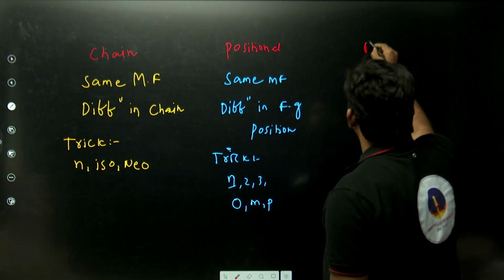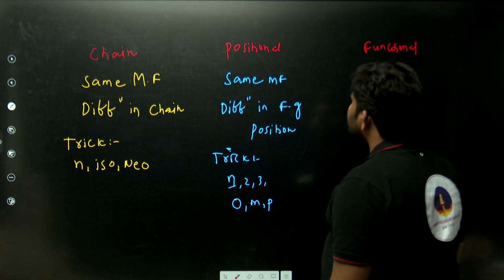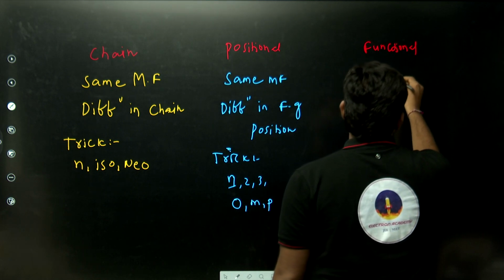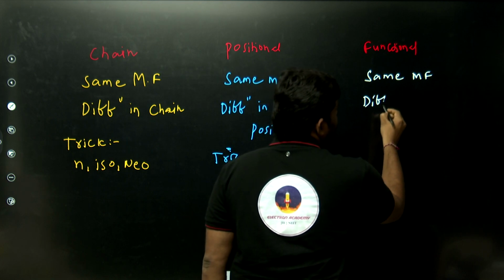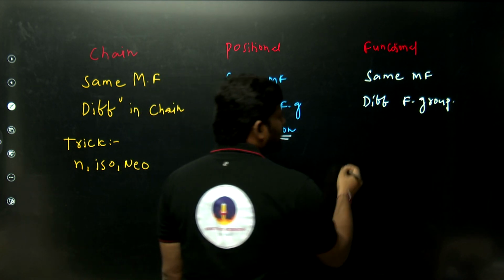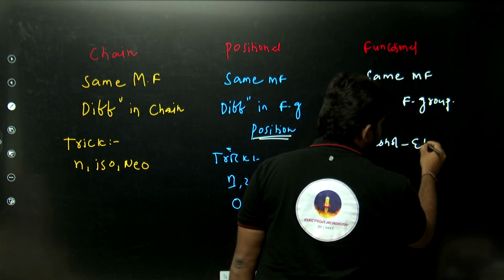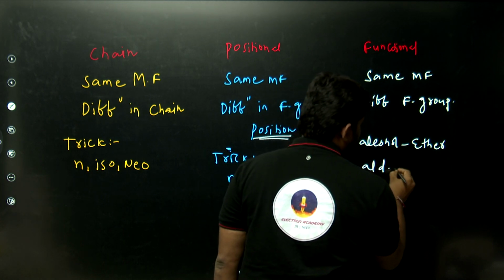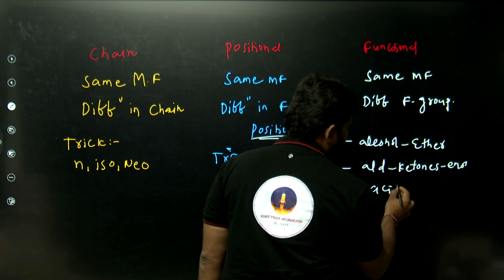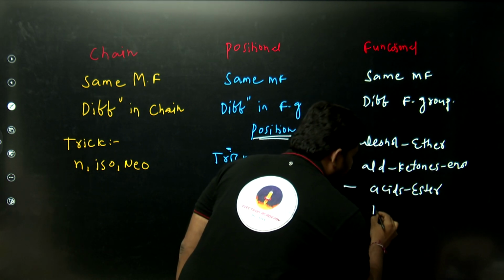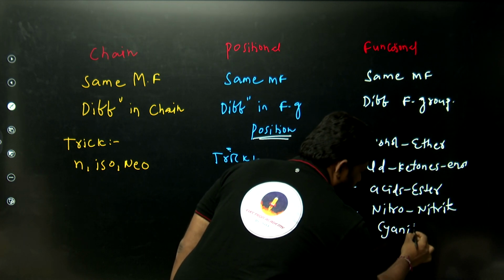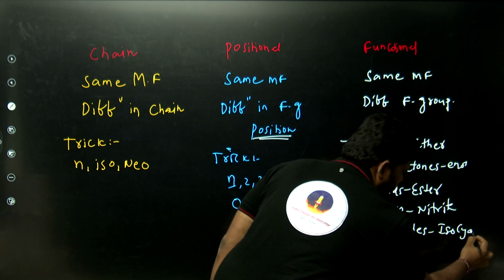Next, functional isomers. Same molecular formula but differ in the functional group. Here not the functional group position, the functional group only. So what are the examples? Alcohols and ethers are functional isomers. Aldehydes and ketones and enols are also known as functional isomers. Carboxylic acids and esters. Nitro compounds and nitrites. Cyanides and isocyanides.